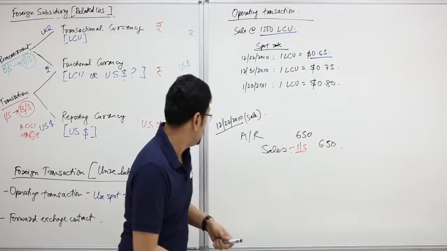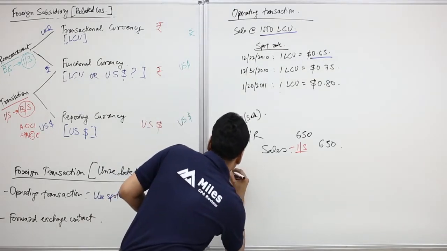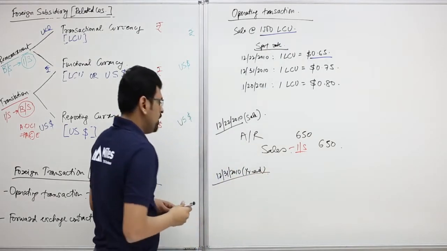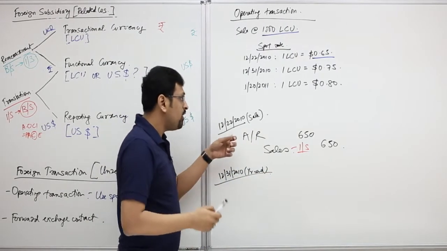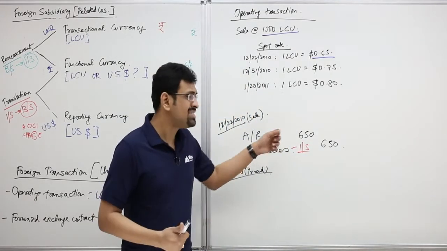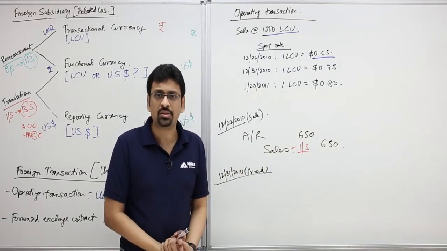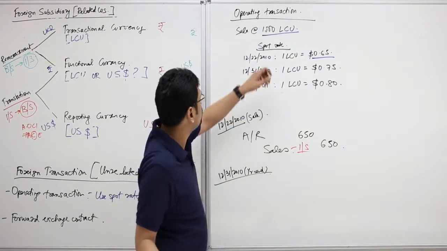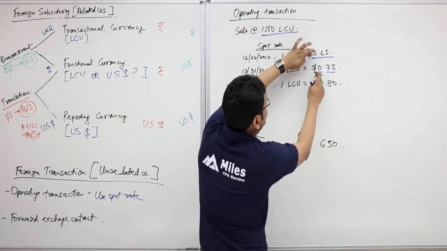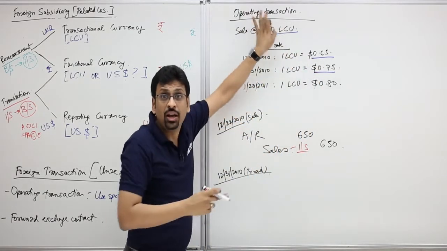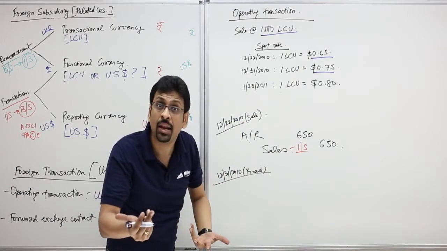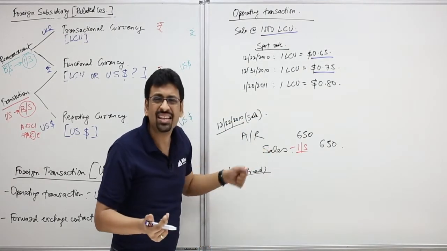Then at year end, 31st December, we will look at this again. We will look at our receivables of $650. Is that receivable still worth $650? Let's look at spot rates. At 31st December, that receivable is worth more than $650. It's now worth $750. Guys, we've had a foreign exchange gain. We're not going to touch a sales number for that.